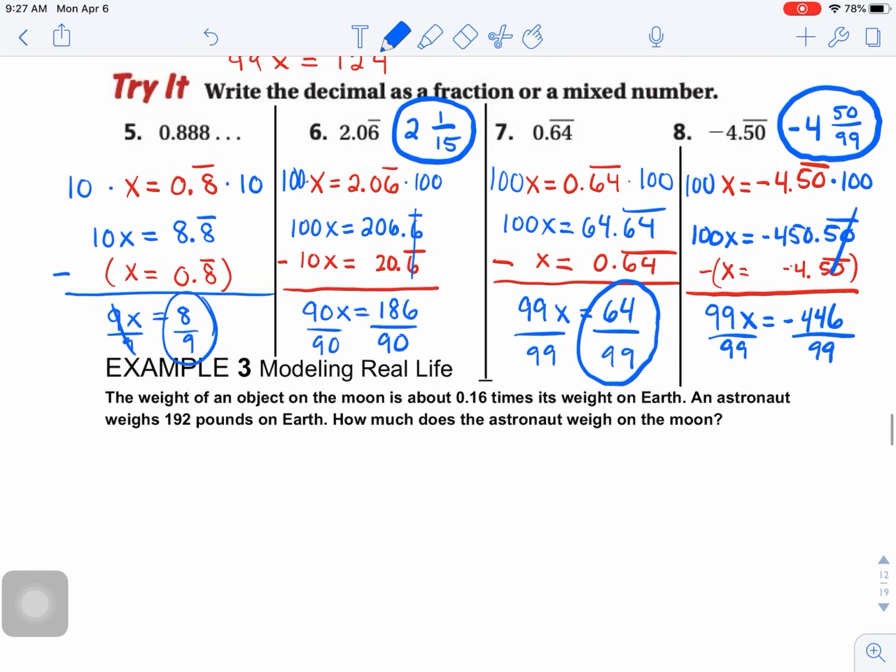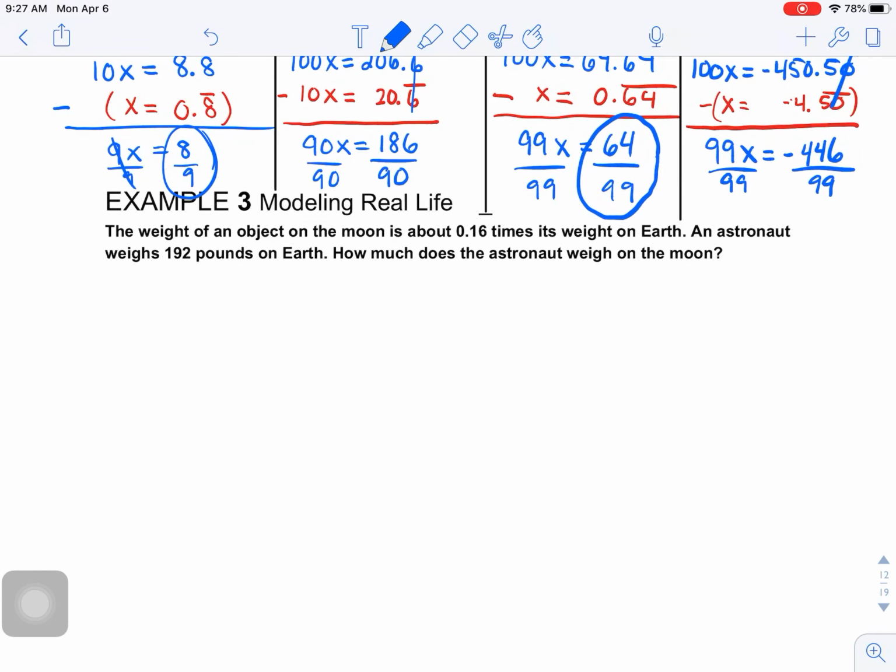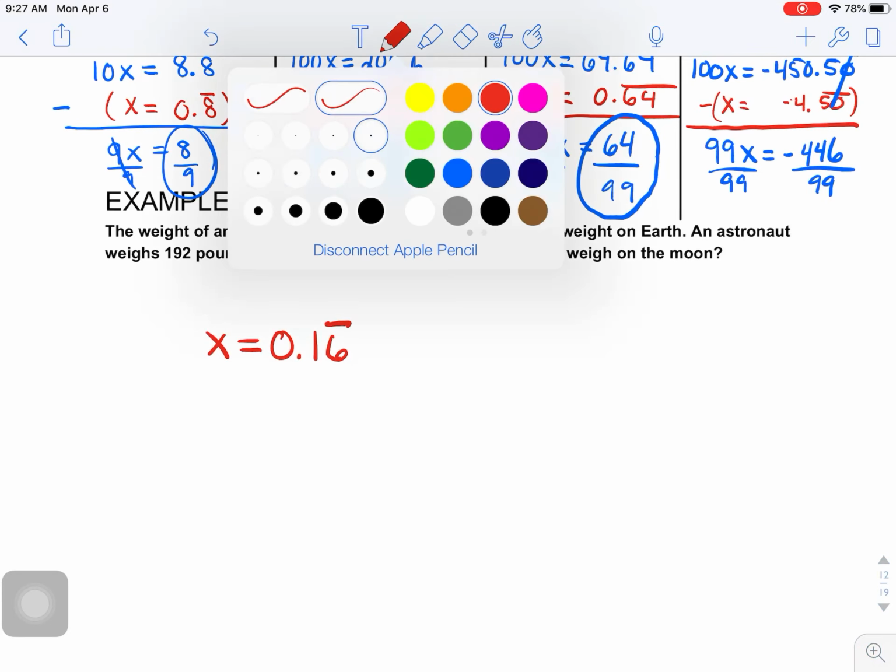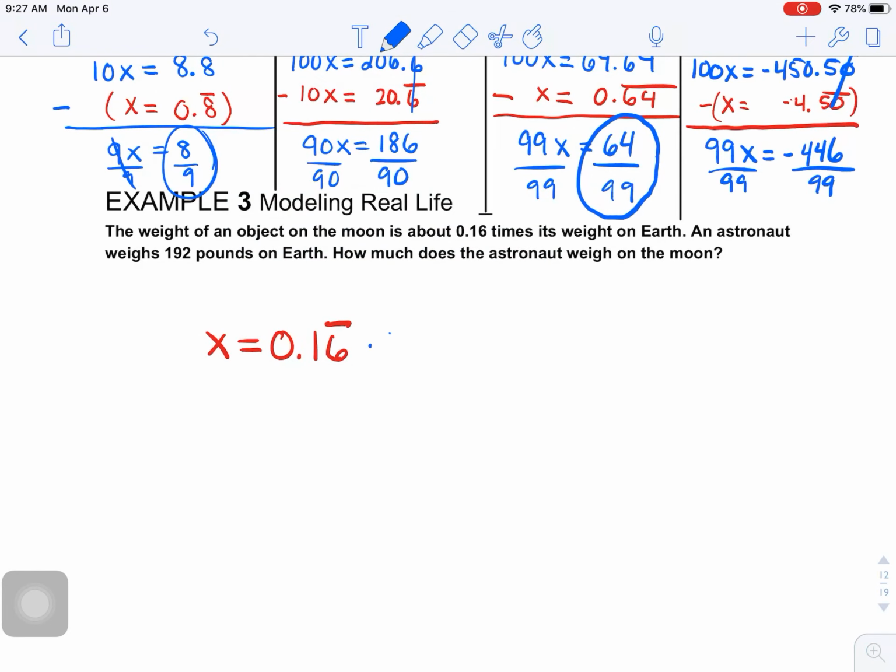And then the last example here, example 3, says the weight of an object on the moon is about 0.16 repeating times its weight on Earth. An astronaut weighs 192 pounds on Earth. How much does the astronaut weigh on the moon? Let's start with x equals 0.16 repeating. Here we have one number repeating, so I'm going to multiply by 10.